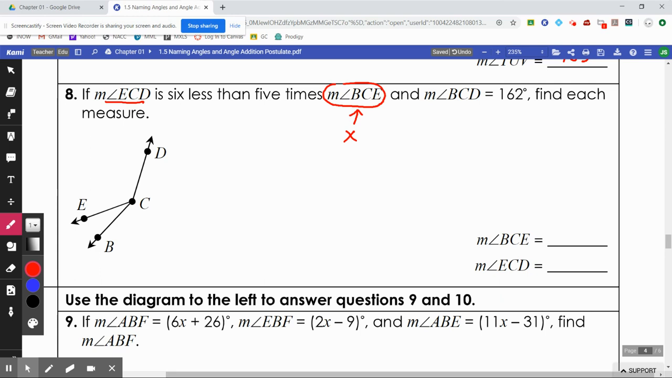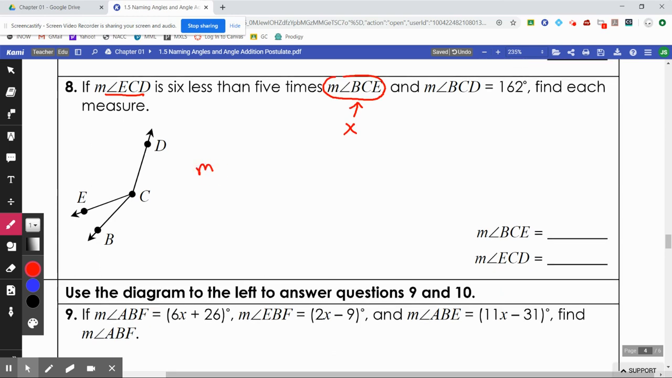So the measure of ECD is 5 times that. Well, what is BCE? X. So 5 times X, and then 6 less than that. How do you find 6 less than something? Well, you take 6 away from it. So if BCE is X, and ECD is 6 less than 5 times BCE, this angle here would be 5x minus 6.